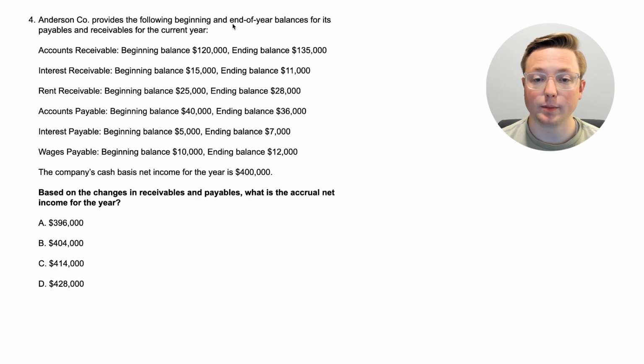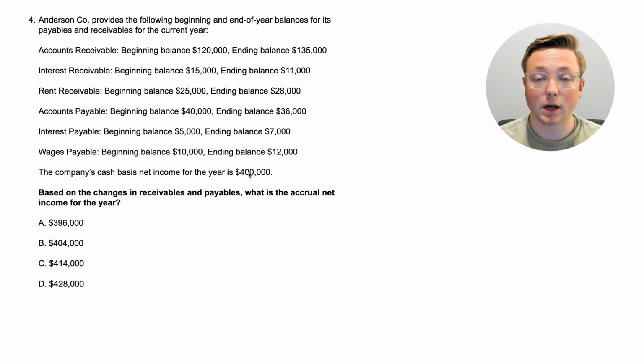Anderson Co. provides the following beginning and end of year balances for its payables and receivables for the current year. Accounts receivable, beginning balance $120,000, ending $135,000. Interest receivable, beginning $15,000, ending $11,000. Rent receivable, beginning $25,000, ending $28,000. Accounts payable, beginning $40,000, ending $36,000. Interest payable, beginning $5,000, ending $7,000. Wages payable, beginning balance of $10,000 and ending of $12,000. The company's cash basis net income for the year is $400,000.